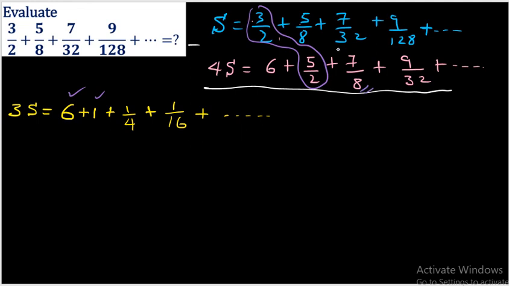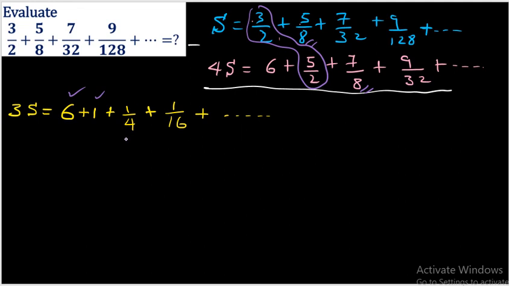Again, I will continue in that way. The next one will be 7/8 minus 5/8. 7 minus 5 is 2, and 2/8 simplifies to 1/4. Then again 9/32 minus 7/32: the denominator is the same, so 9 minus 7 is 2, over 32, which is 1/16. It continues in this pattern.